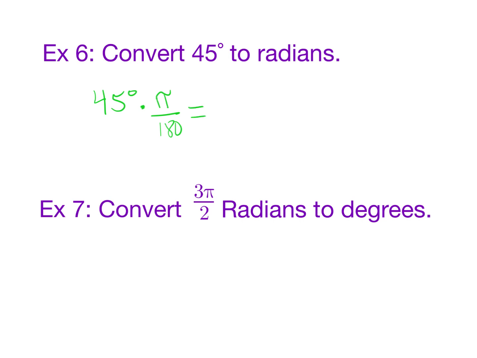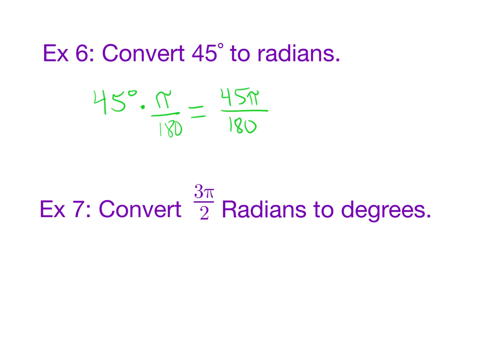So 45 degrees times pi over 180. All right, so I'm going to multiply straight across: 45 times pi. Now on these, we're not going to actually multiply the pi out. I'm just going to treat it like a variable. So if it was 45 times x, it'd just say 45x. So it's going to be 45 pi. The 180, there's nothing to multiply it with, so it's over 180. So we get 45 pi divided by 180.